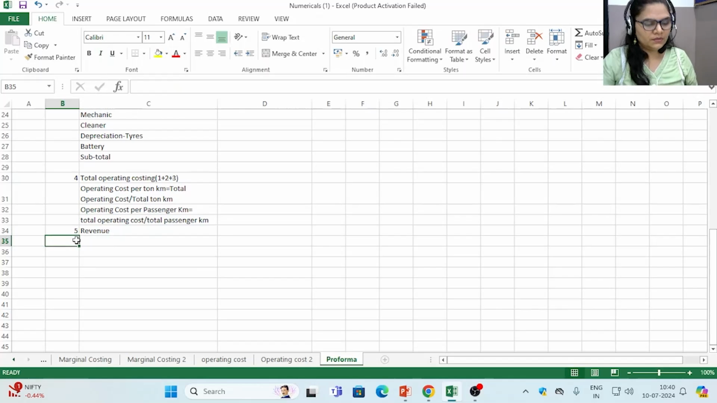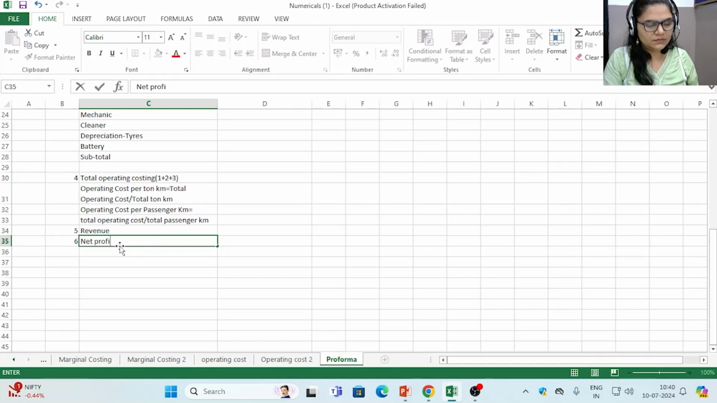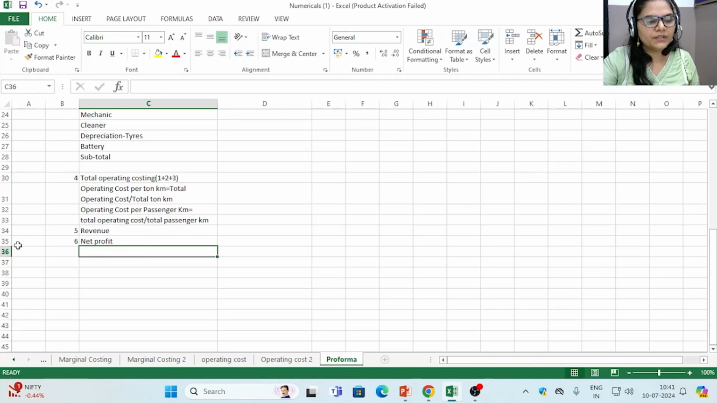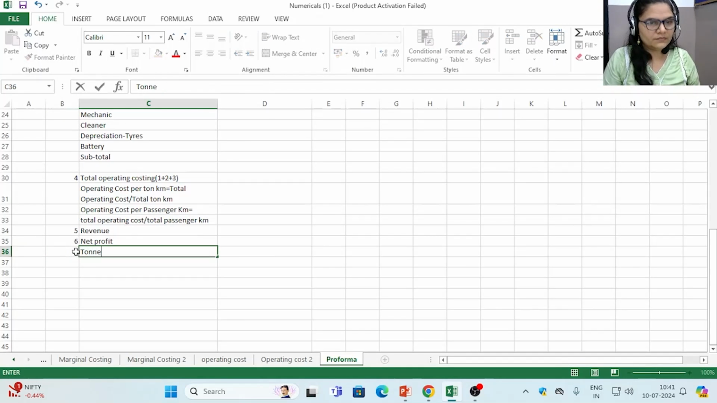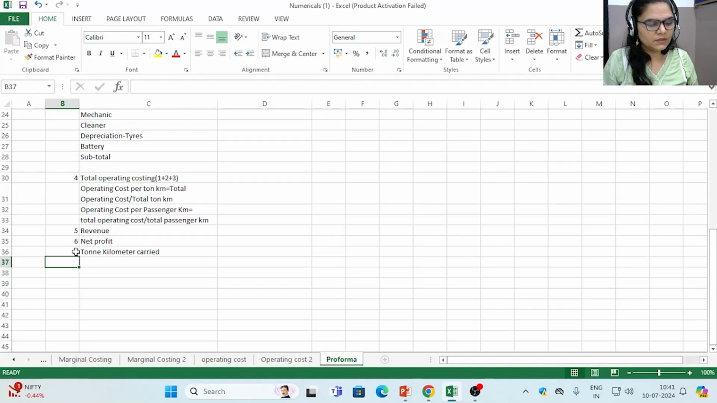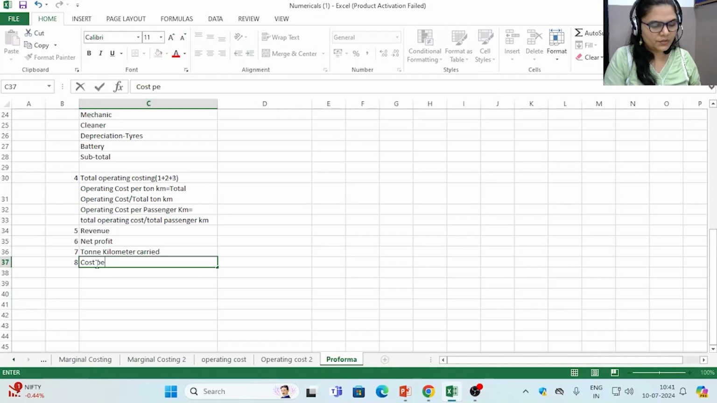Revenue, then sixth will be your net profit. Next is your ton kilometer carried. Next is cost per ton kilometer.